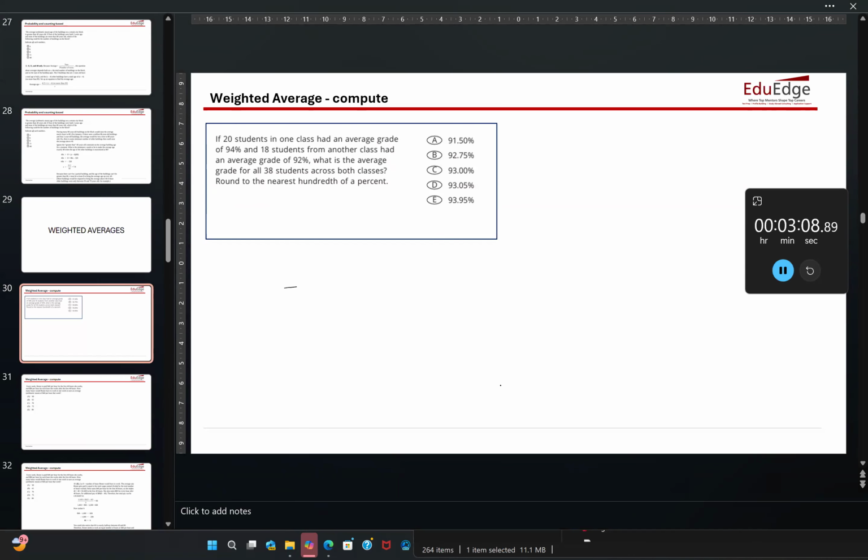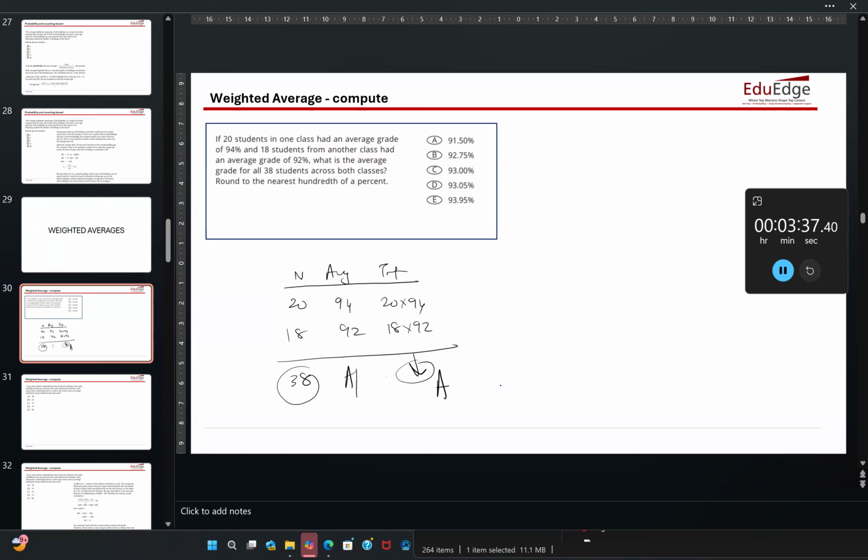Easy, right? So N average total: 20 into 94. Second one, 18 into 92. Okay. And then total. You have the total. Divide that by this. You will get average. Correct? All right.